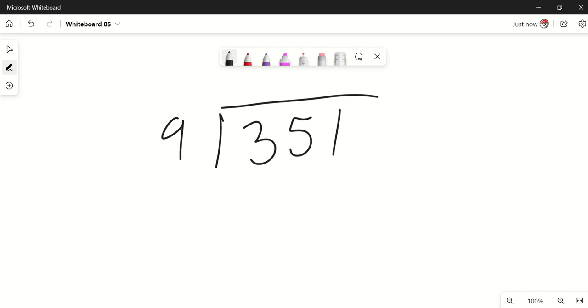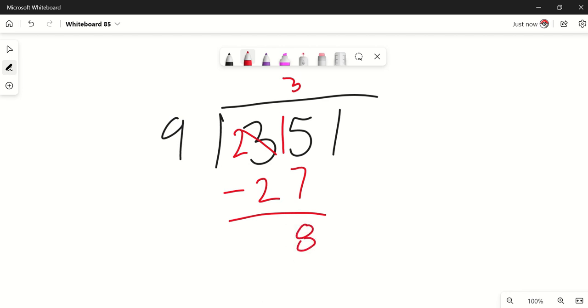I know 9 times 1 is 9, 9 times 2 is 18, 9 times 3 is 27, and 9 times 4 is 36. So it's not going to be 4, it's going to have to be 3, which will equal 27. It can't be 4 times because 36 is bigger than 35. So 9 will go into 35 3 times, and I will subtract. I can't do 7 minus 5, therefore I will borrow from this 3 and make it a 2. My 5 will become 15. 15 minus 7 will be 8. And 2 minus 2 will be 0, and I cancel that 0 out.